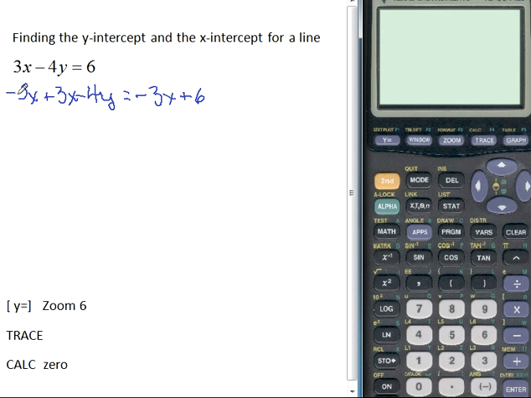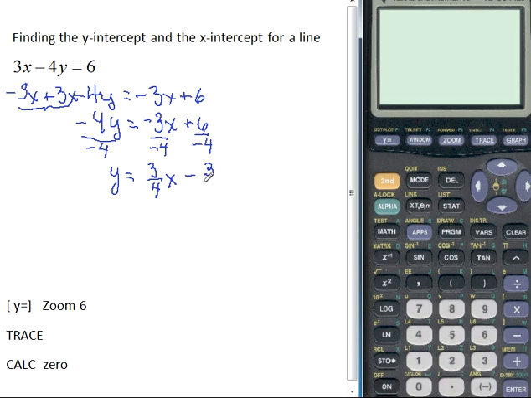And then we get 0 here, so we have negative 4y equal to negative 3x plus 6. And then we divide by negative 4 to get rid of the coefficient of y. And that distributes through every term on both sides. And we end up with y equals 3/4 x minus 3/2. Now there is a chance that you've made a mistake already.